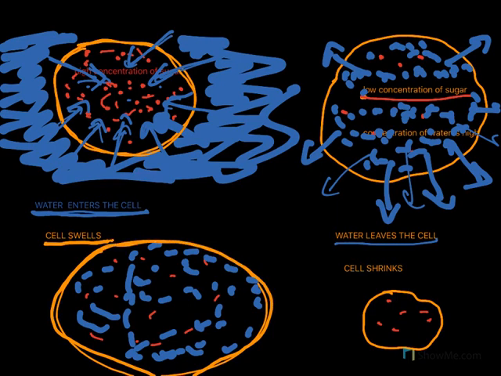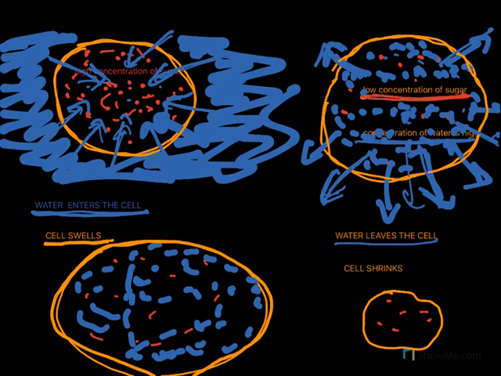In the second case, here again we have the cell, but in this case it's just the opposite. The concentration of sugar inside the cell is very low, but there is a high concentration of water. So what do you expect to happen? The water is going to leave the cell, and because this water leaves the cell, it is going to shrink. So the cell gets smaller, it shrinks.